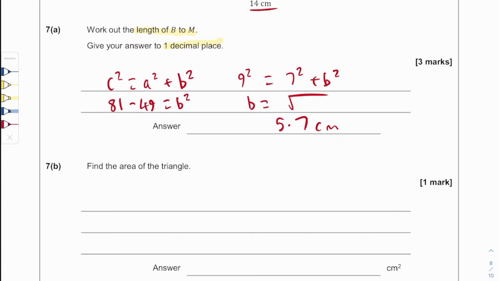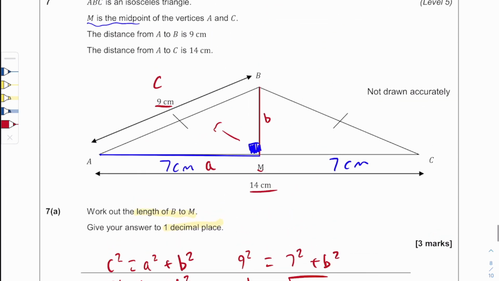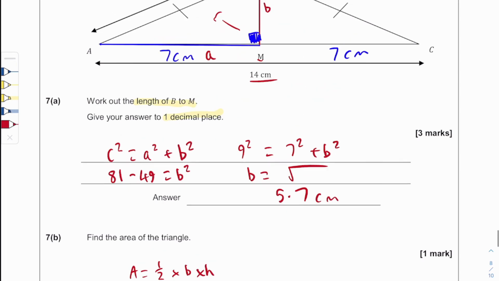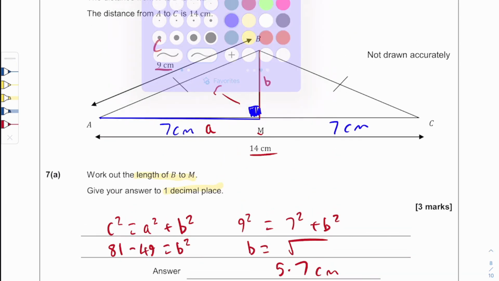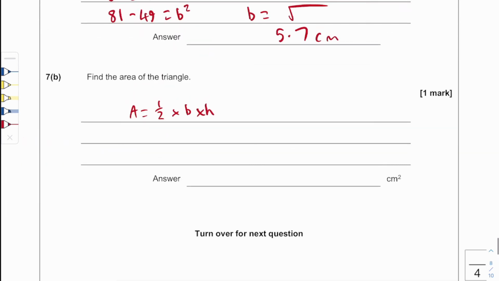So for part B, we need to find the area of the triangle, and it's only 1 mark, so it should be fairly straightforward. So the triangle is the big one. This is what we need to find the area for, this big triangle here. So again, we write down our formula, which is area is equal to half times the base times the height, and we'll just label on our triangle which is which. So this is our base, so we'll just put B here, and then our height is this one here. Okay, so we do just put in our values now.